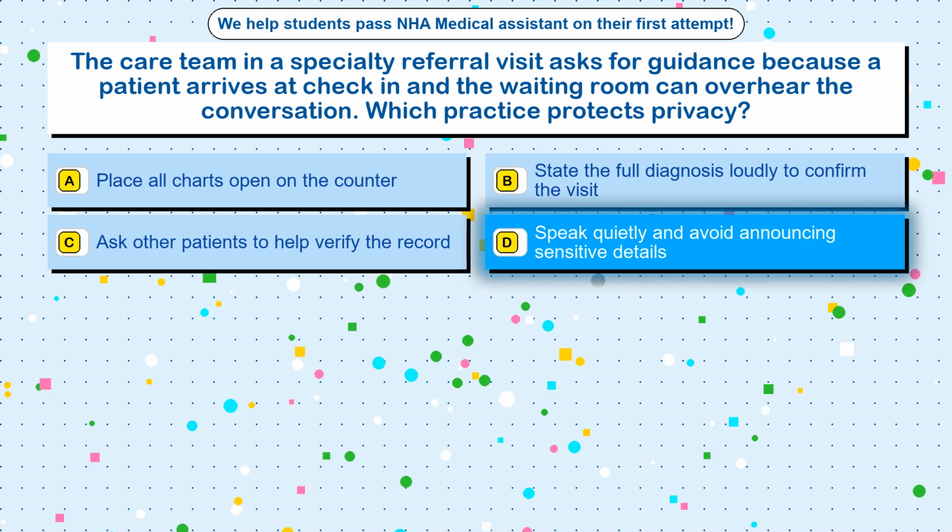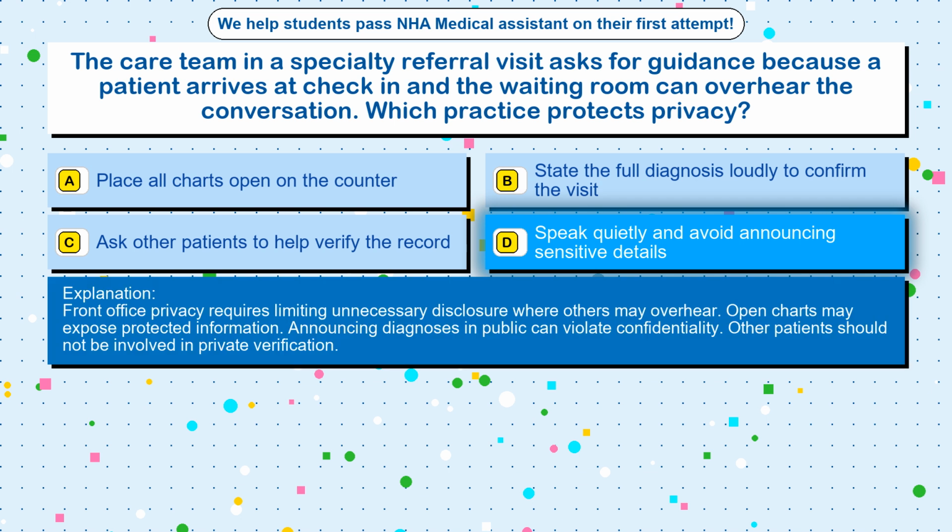Speak quietly and avoid announcing sensitive details. Front office privacy requires limiting unnecessary disclosure where others may overhear. Open charts may expose protected information. Announcing diagnoses in public can violate confidentiality. Other patients should not be involved in private verification.